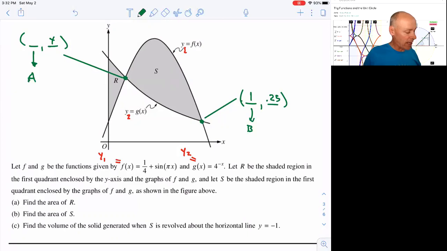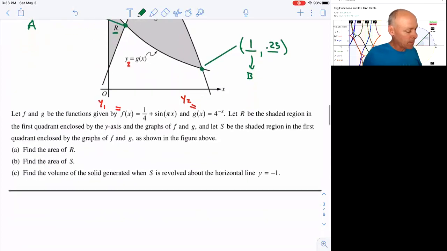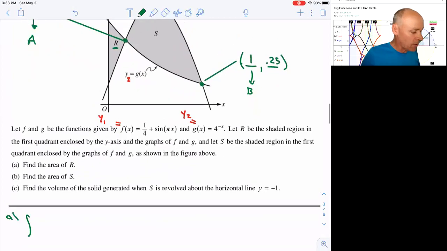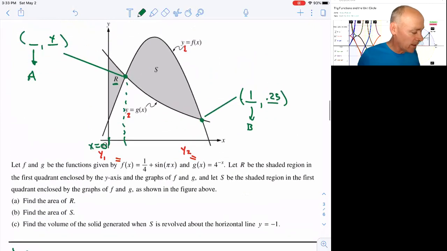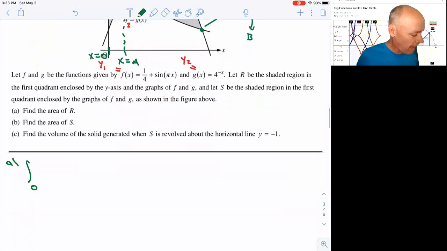So part A says find the area of R. That's region R right there, and I'm going to set it up. I know that's going to be a definite integral. So it's a definite integral from what to what? Well, it's going to be from x equals 0, so my lower bound is 0. My upper bound is going to be what I just stored in my calculator as a. I'm just going to write x equals a.